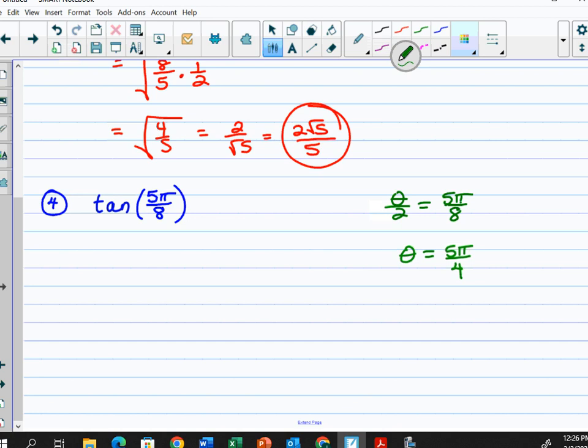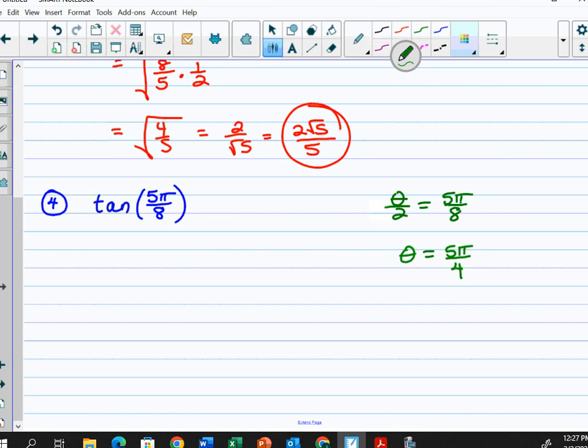But the theta you use over here. So now we know 5 pi over 4. That makes sense. Okay. So we're looking at 5 pi over 8.